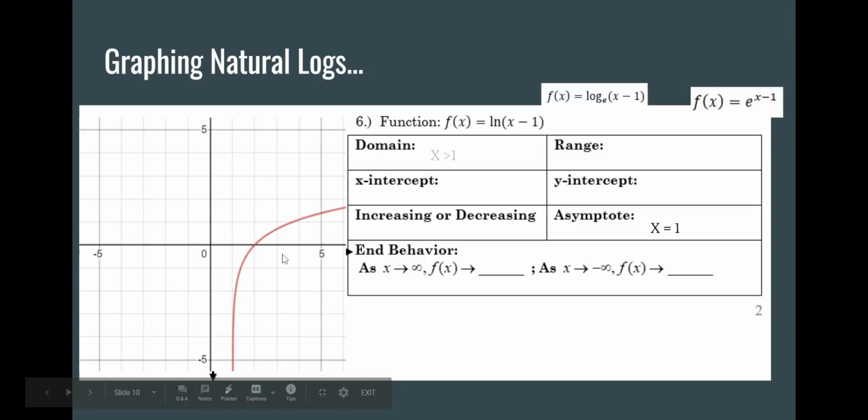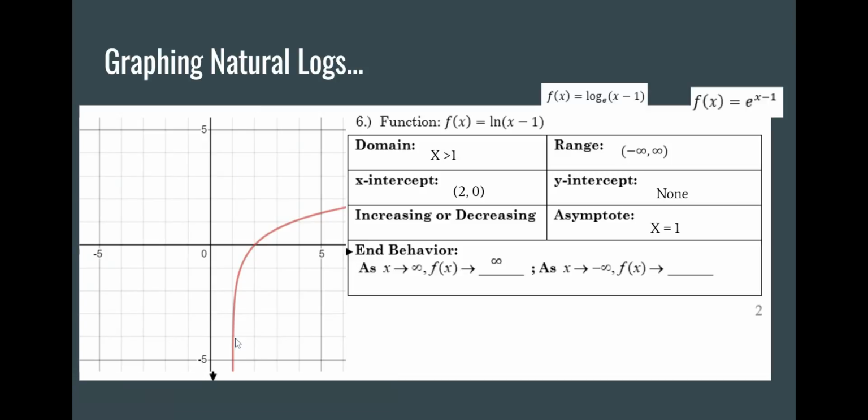Okay, so we are talking about the domain. The domain is every x value greater than 1. The range is every value of y from negative infinity to positive infinity. The x-intercept, our function crosses at this point right here, which is (2, 0). The y-intercept is nothing. It does not ever touch the y-axis. And our function is always increasing. The asymptote is the line x equals 1.